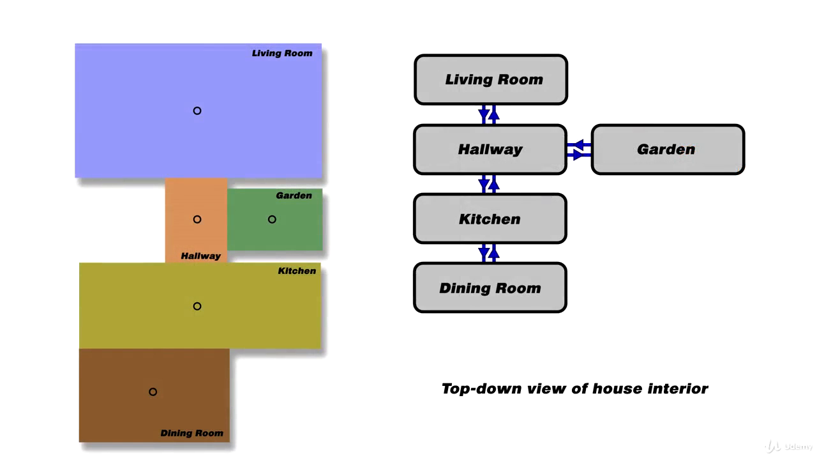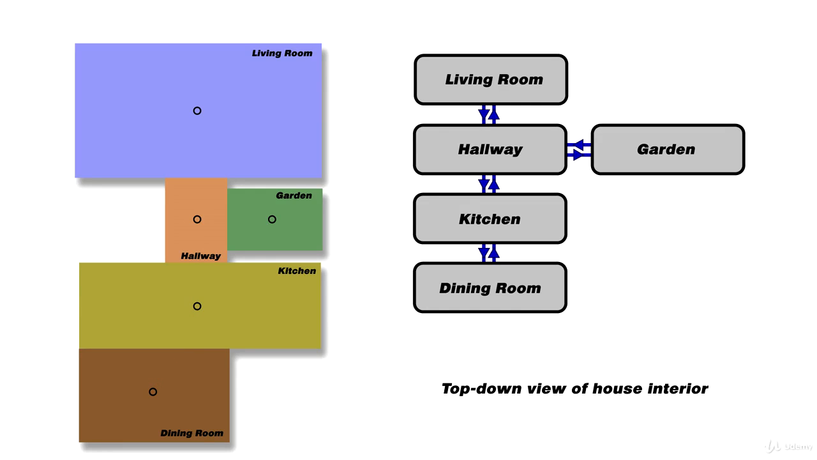Now, in the image on screen, we can see the interior of a small house and how this might be represented in memory as a graph. We can see that the node that represents the living room has only one connection, sometimes called an edge, and that is to the hallway node. The hallway node has three connections, however: a connection back to the living room node, a connection to the garden node, and a connection to the kitchen node. The kitchen node has two connections, to the hallway and to the dining room, while the dining room node has only a single connection back to the kitchen.